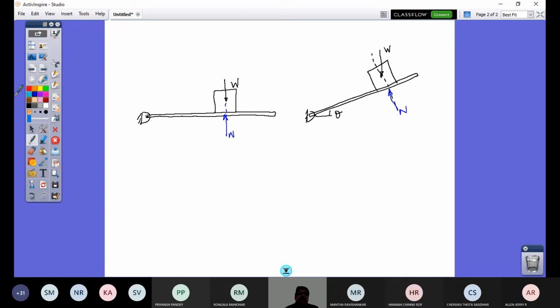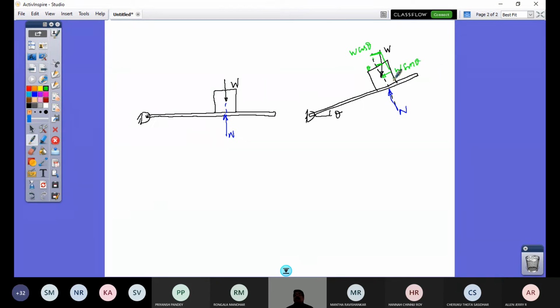So how can I justify that value? Now I can resolve this W into two components. That's what resolution and composition is, the first step that is required for your mechanics study that you have seen. This angle is theta. There's a normal to this slope, and that will have the same angle theta to the vertical. So what is this vertical component? That is W cos theta. And what is this horizontal component? W sin theta.